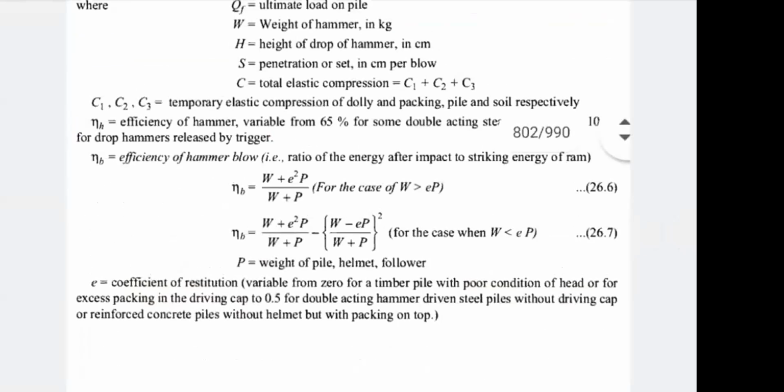And what is the ηB formula for the other case? It is (W + e²P) / (W + P) minus ((W − eP) / (W + P))², for the case when W is less than eP.